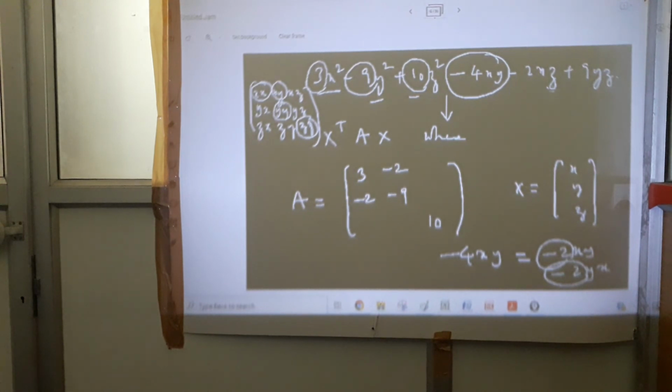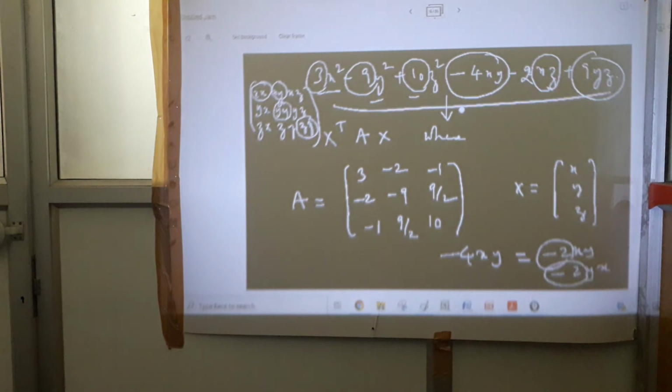Similarly, xz and zx position. xz is this position, zx is this position. So we have totally minus 2xz. By taking the half of that, I will place minus 1 here and minus 1 here. Now we have 9yz, so it is 9 by 2 yz plus 9 by 2 zy. That's why I write 9 by 2 here and 9 by 2 here. So this is how a quadratic form is expressed into matrix form.